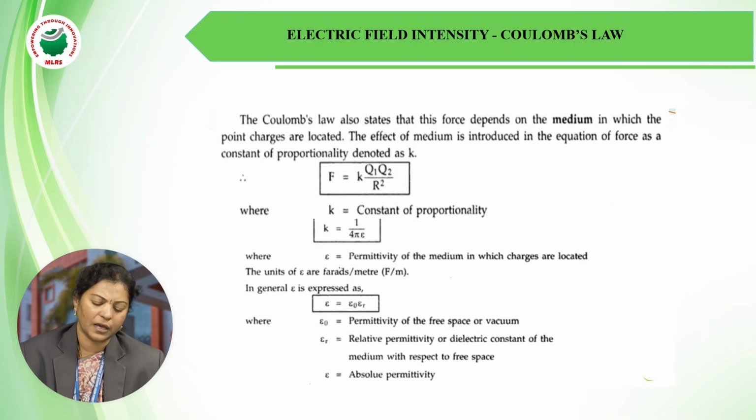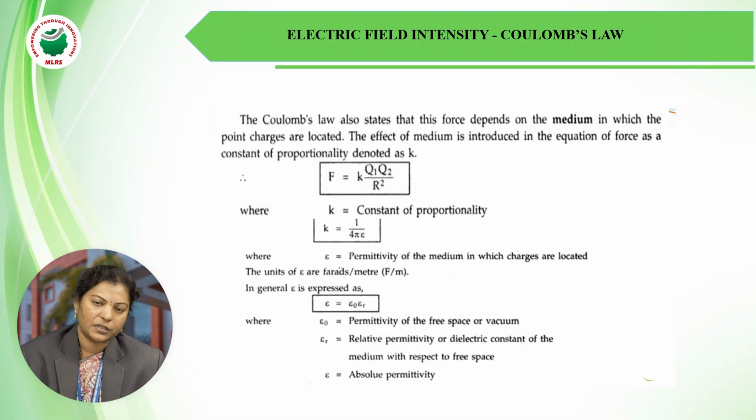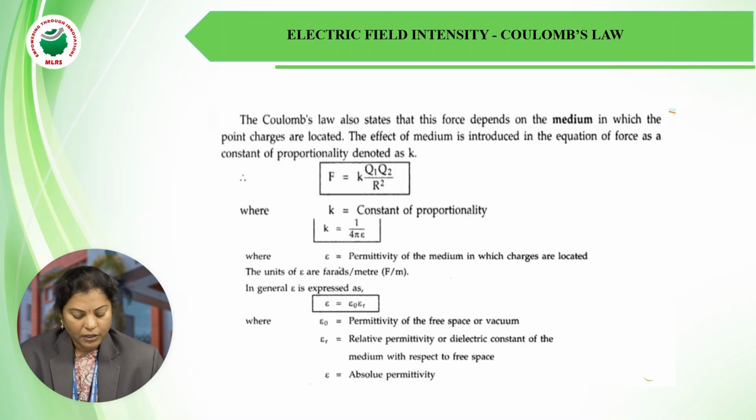Coulomb's law also states that the force depends on the medium in which the point charges are located. The effect of the medium is introduced in the equation of force as a constant of proportionality, denoted as K. So F equals K into Q1 Q2 by R square, where K is the constant of proportionality. Its value is K equal to 1 by 4 pi epsilon, where epsilon is the permittivity of the medium in which the charges are located. The units of epsilon are farad per meter.